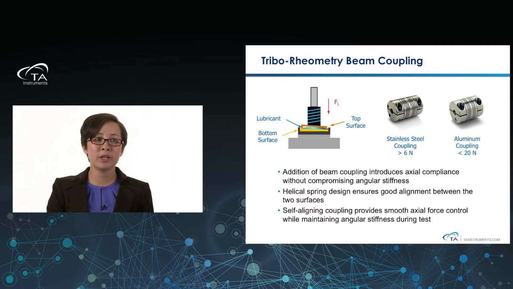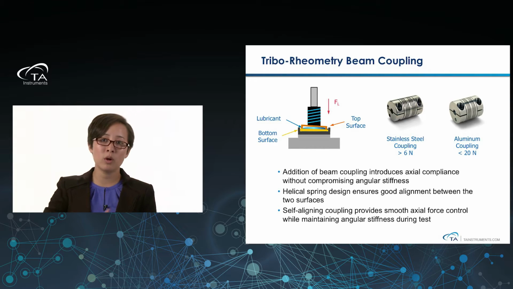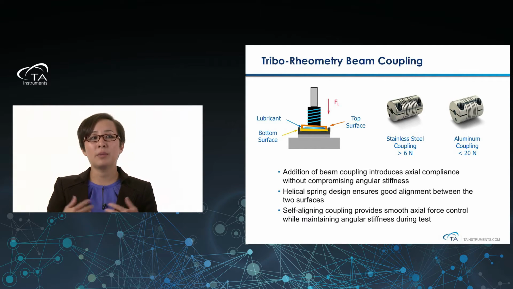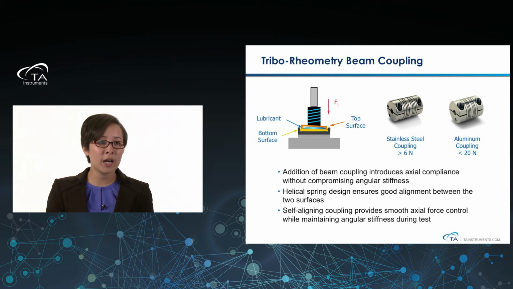So the helical spring that we use in our beam coupling ensures this good alignment between the two surfaces. And then it's also a self-aligning coupling. So as we're rotating and as things are changing a little bit throughout our experiment, the coupling will self-align and it will provide that smooth axial force control while maintaining the angular stiffness.